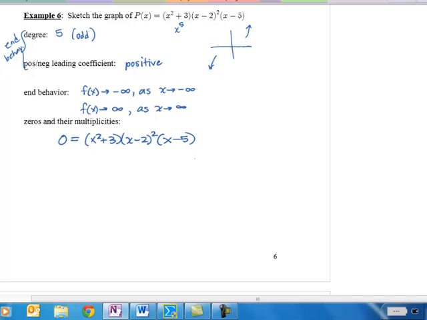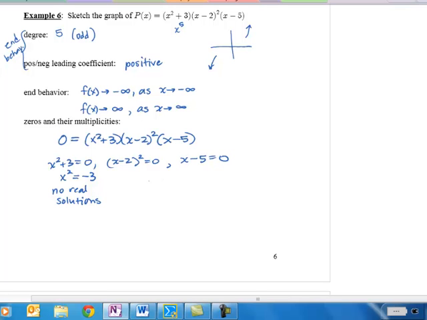So we have the factored form, so we would set each factor to 0. So we've got x squared plus 3 equals 0, (x minus 2) squared equals 0, and x minus 5 equals 0. X squared plus 3 equals 0 is the same as x squared equals negative 3. There are no real solutions to that. So this factor does not contribute to our x-intercepts. This would be x equals positive or negative i times the square root of 3.